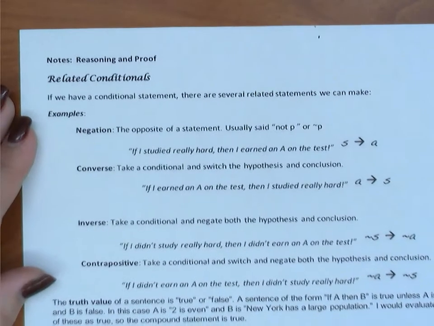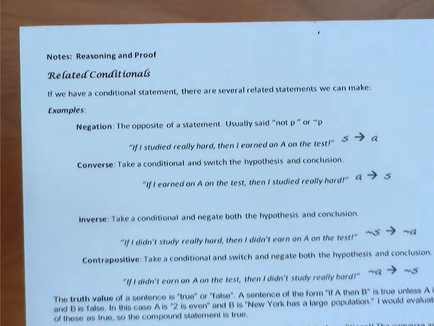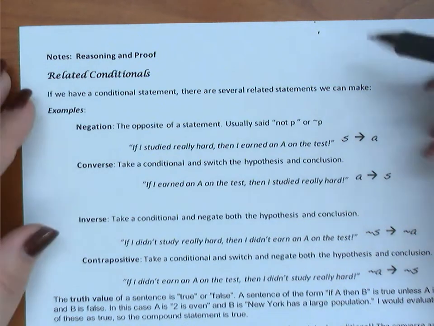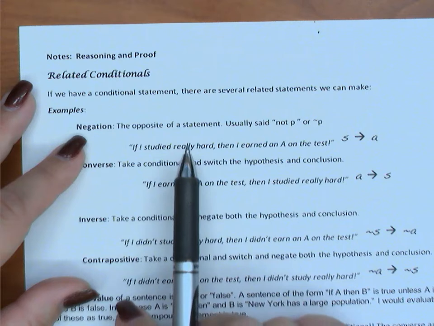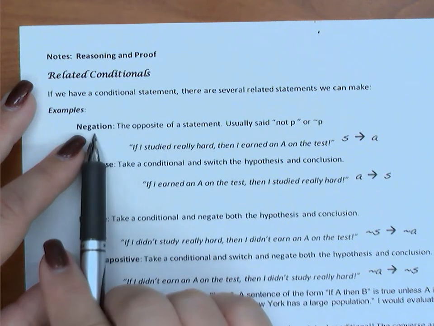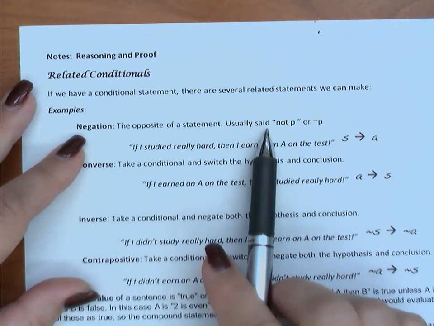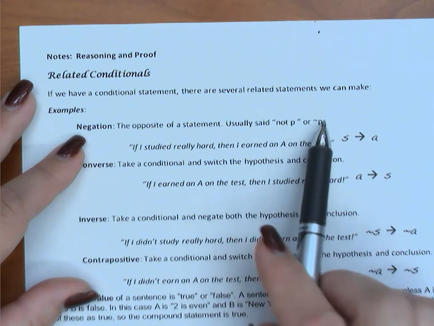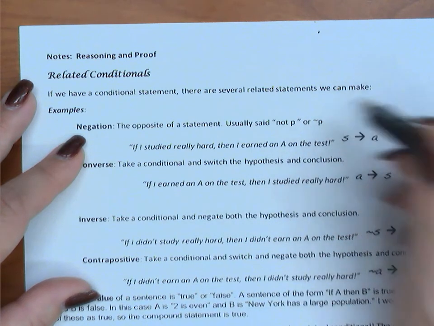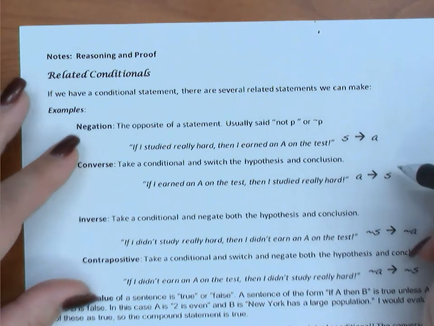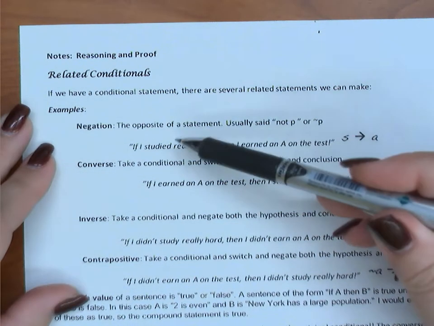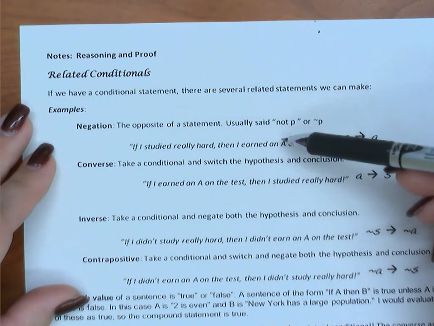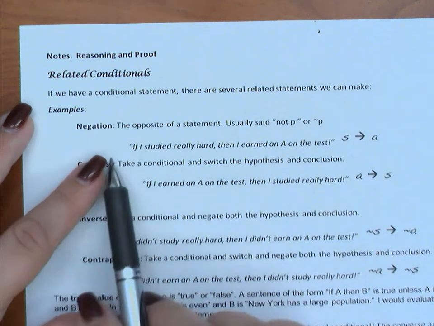Okay. Now, related conditional statements. If you have a conditional statement, there are several related statements you can make. So, one of the things you need to be careful of or be aware of is notation. So the negation, which is the opposite of a statement, is usually said as not P or written as not P. You see that little tilde there? That means not P. So every time you see that, it means the counter or the not before that statement. So if I study really hard, then I earned an A on the test. That's just a straight if-then.